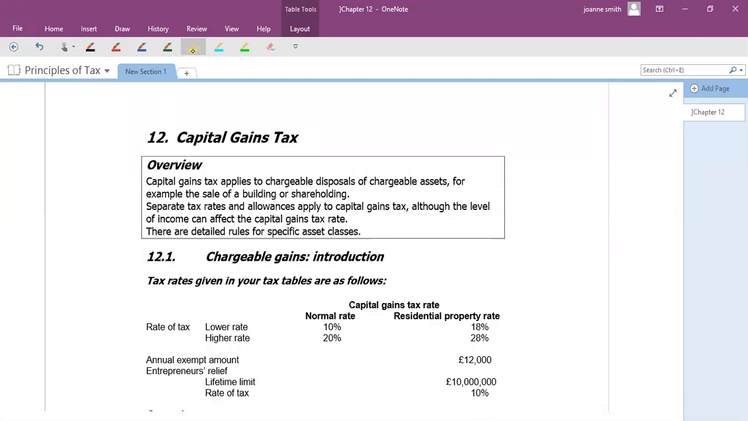Welcome to Capital Gains Tax, which looks at Chapter 12. And in this chapter, we're going to be looking at how we calculate this tax, which basically arises when we've got a chargeable disposal of a chargeable asset. So an example of that would be a piece of land or some shares, but we're going to see that it does cover lots of different types of assets.